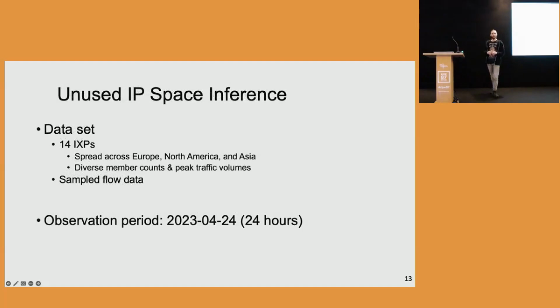All right, so now we have those characteristics of scanning traffic, and we now apply this to our IXP data set. We have 14 IXPs in our study. They are spread across Europe, North America, and one is in Asia, with diverse member counts and diverse peak traffic volumes. We have a sampled flow data set of the same time, so it's once again the 24 hours sometime this April.